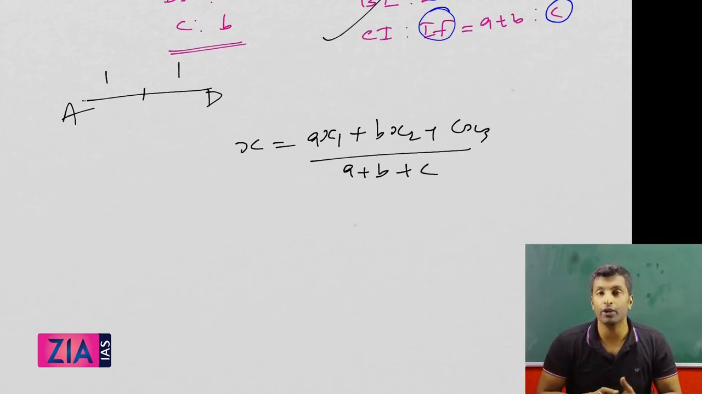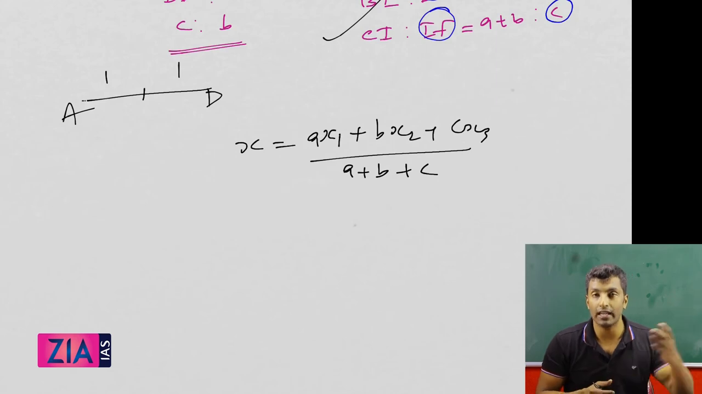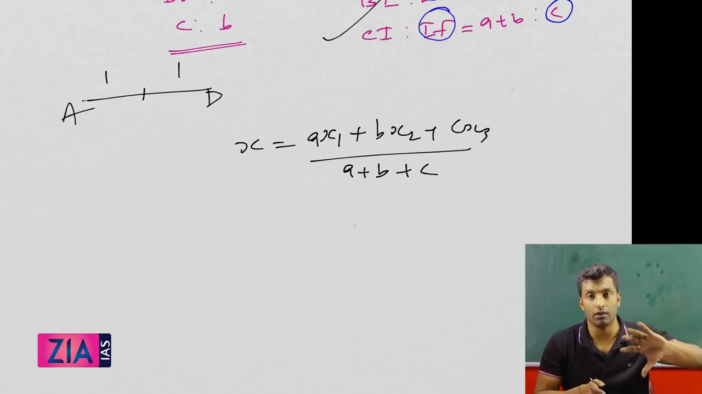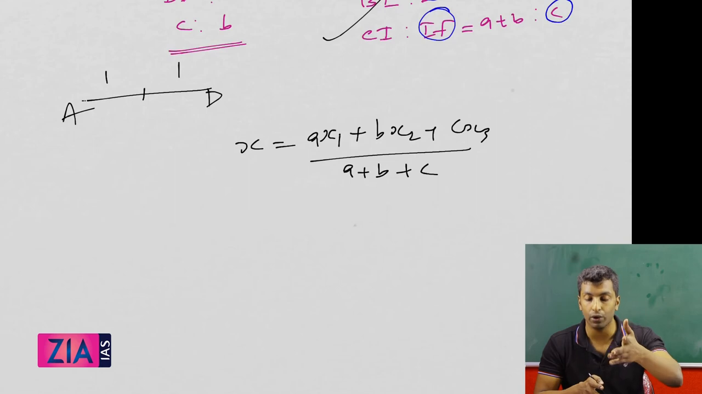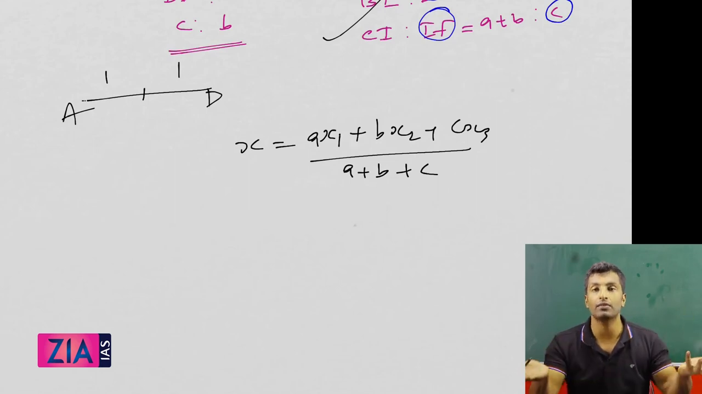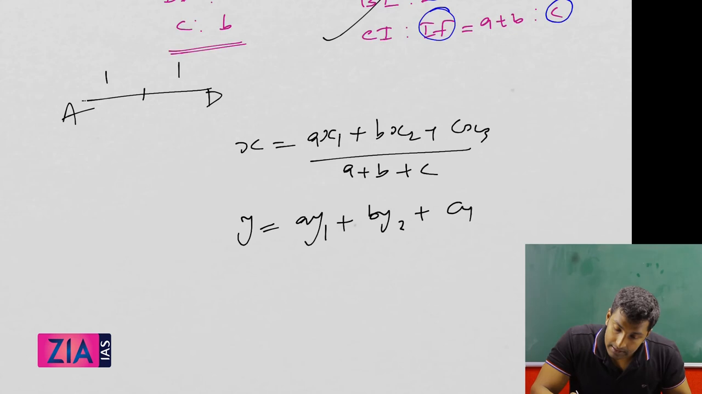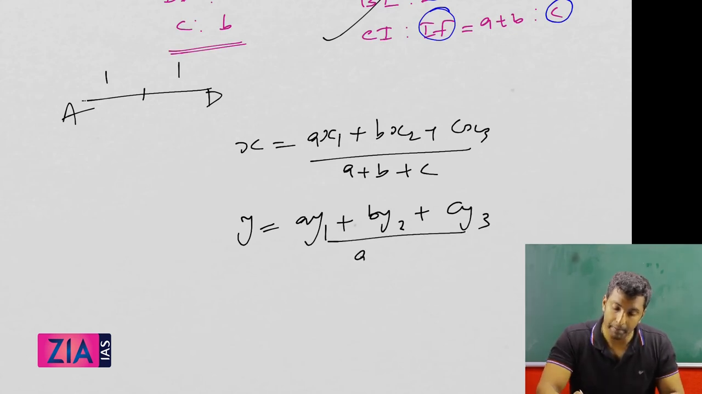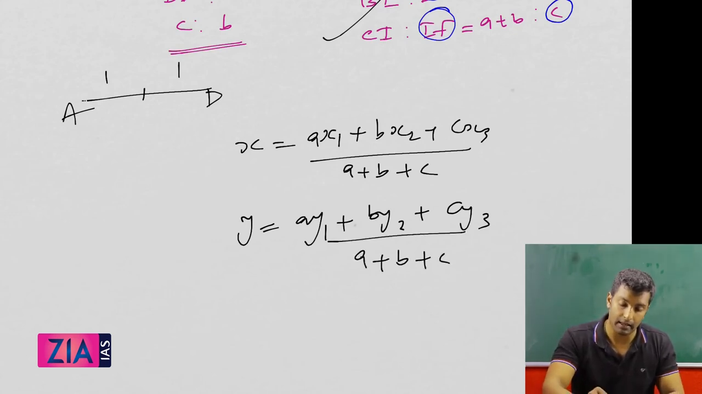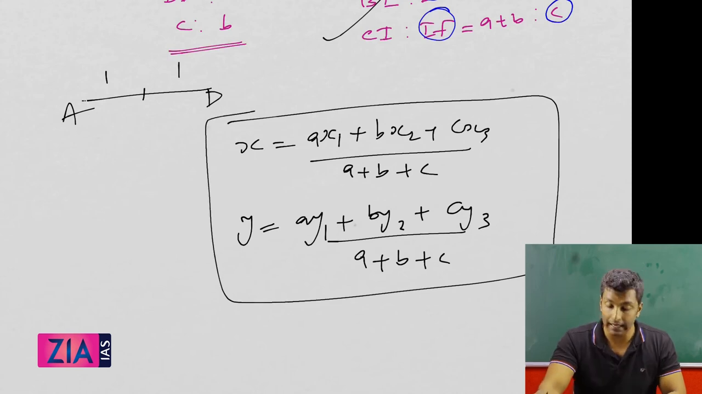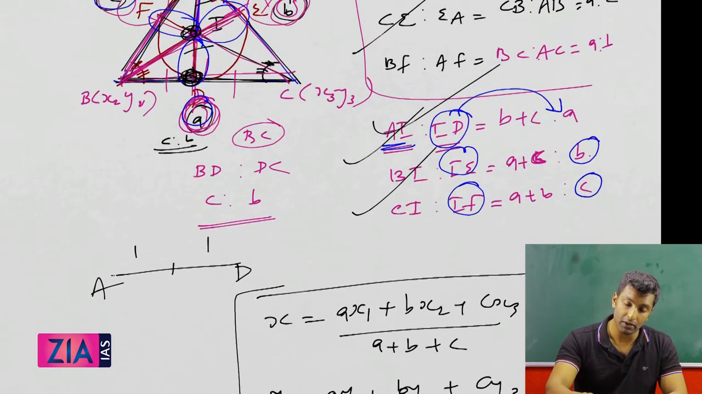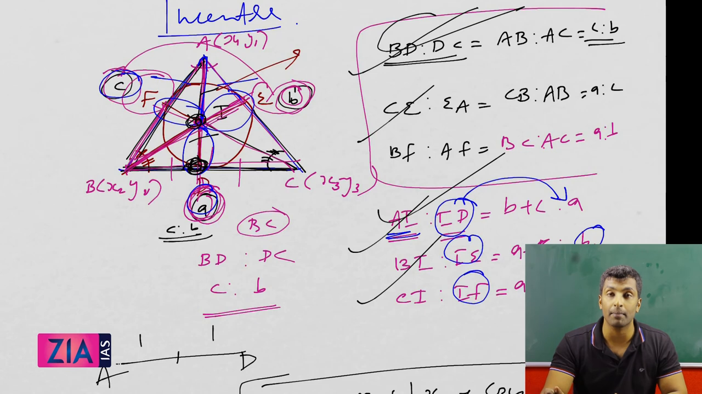All these are known, you know the three coordinates. So three vertices are given, so three coordinates are also given. So x1, x2, x3 you know. a, b, c are nothing but the sides which you also know. So y is equal to ay1 plus by2 plus cy3 divided by a plus b plus c. So this is the coordinates of the Incenter. So I hope you understood about Centroid and Incenter completely.